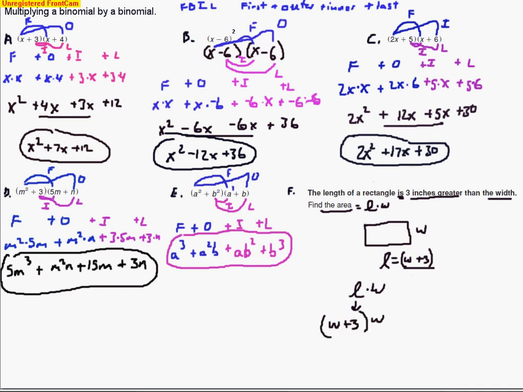Well, from there it's just a monomial times a binomial. We're going to multiply the w by w, and that gives us w squared. And then I'm going to do w times 3. That gives me 3w. And let's see if they have units in here. Nope, no units here. So since we're dealing with an area, I'm going to write down units squared. So w squared plus 3w units squared. And what that does for us, if we knew what w was, then we could put that number into that formula and come up with the answer for the area.